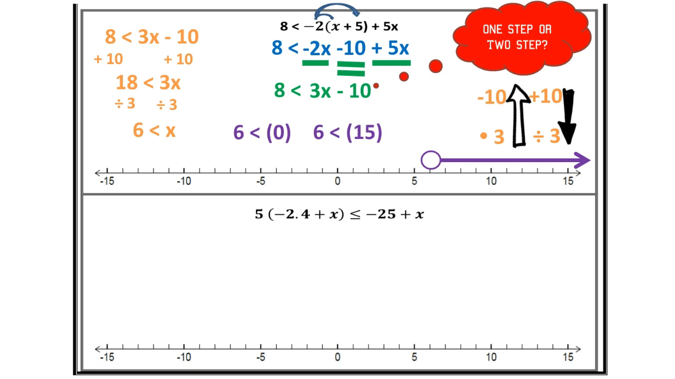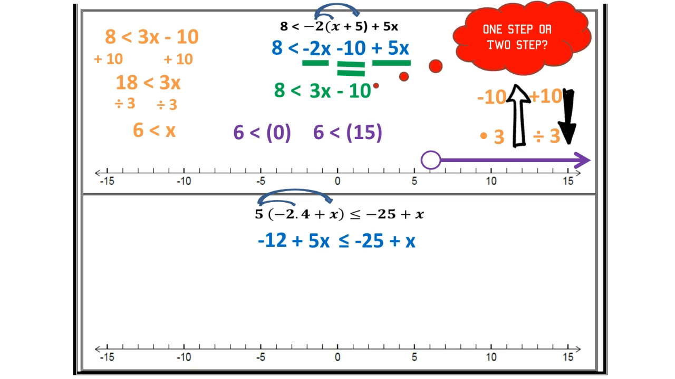Next problem, I'm going to distribute. 5 times negative 2.4 gives me negative 12. 5 times x gives me 5x is less than or equal to negative 25 plus x. I can't determine whether it's a one-step or two-step equation, and I can't start solving until I've combined like terms and simplified all the way. So simplifying, I've already distributed, now I just need to combine those like terms.